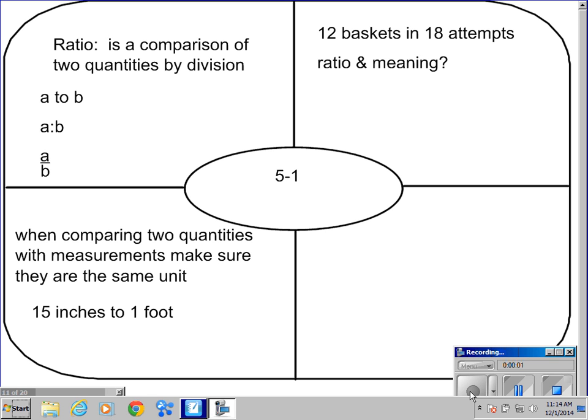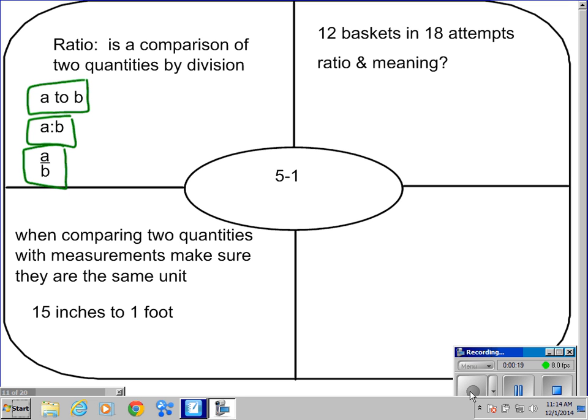On ratios. A ratio is a comparison of two quantities by division. Again, you might write it A to B, or A to B. They're all read the same way. One thing you have to remember when comparing two quantities with measurements: make sure they are the same units.